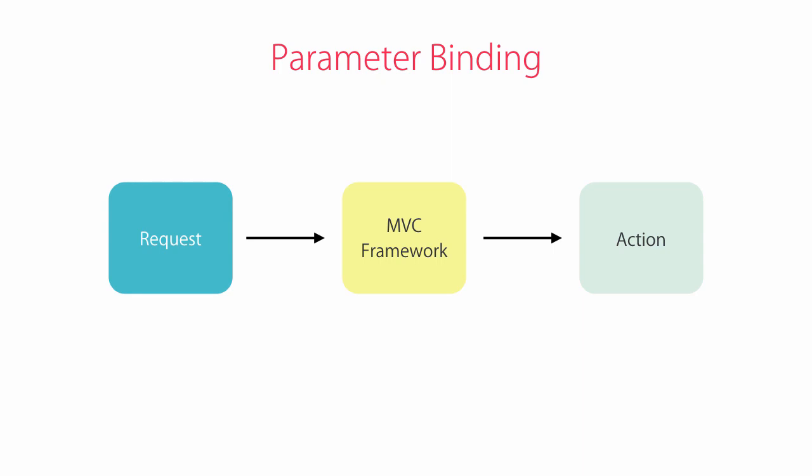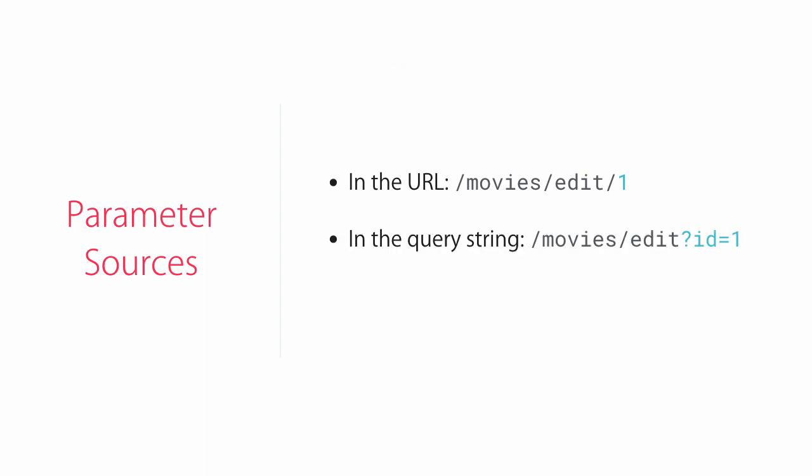So, if an action method takes a parameter, the MVC framework looks for a parameter with the same name in the request data. If a parameter with that name exists, the framework will automatically pass the value of that parameter to the target action. This parameter value can be embedded in the URL, it can be in the query string, or in the data posted using a form.